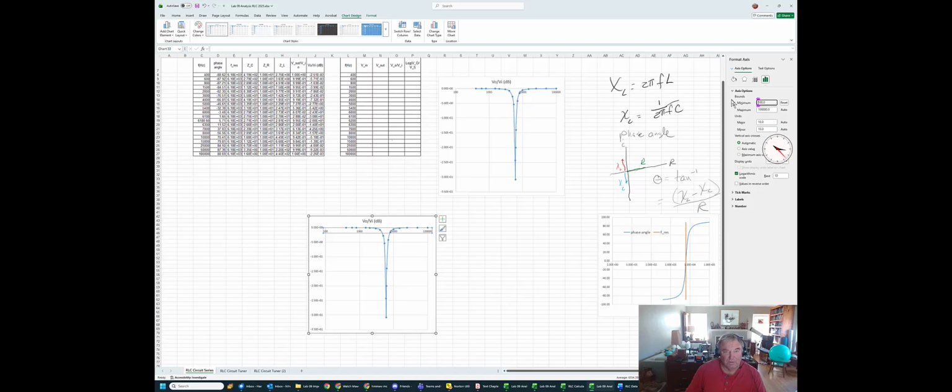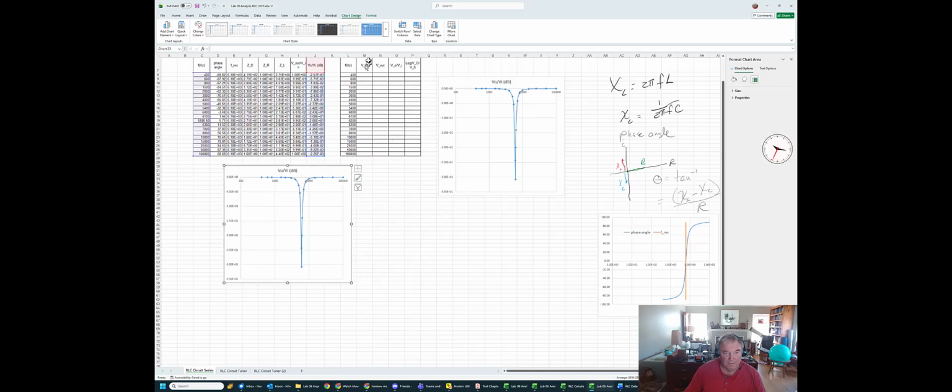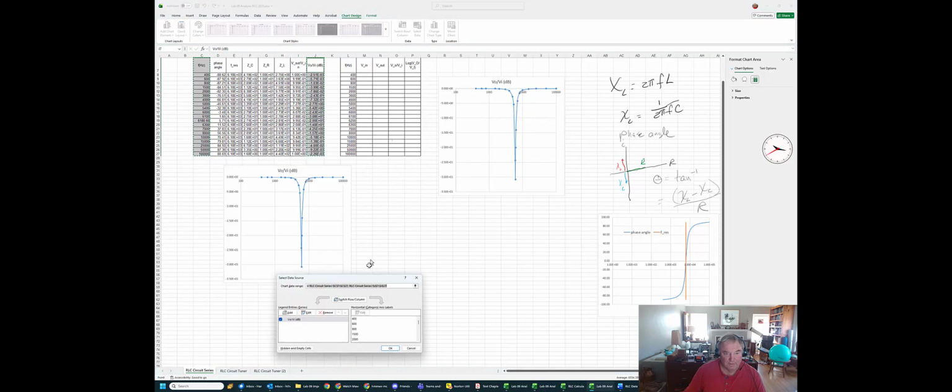Okay, so, some of you have data, some of you don't. So when you have data, you can go to select data here and add your data, the frequencies, and the log of the V out, 20 log V out over V in.